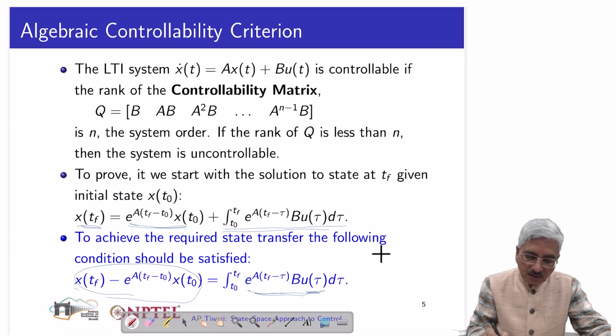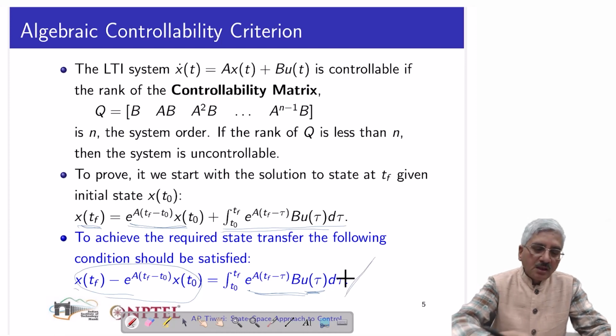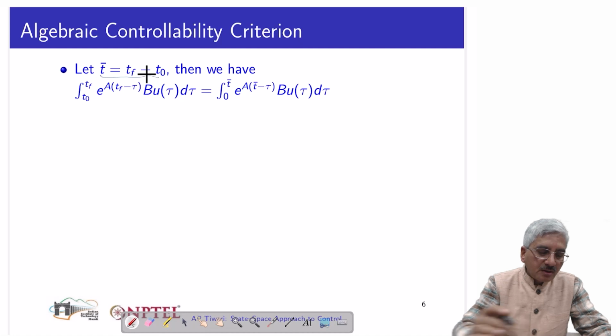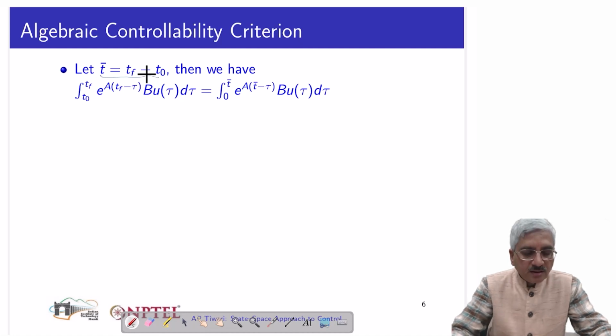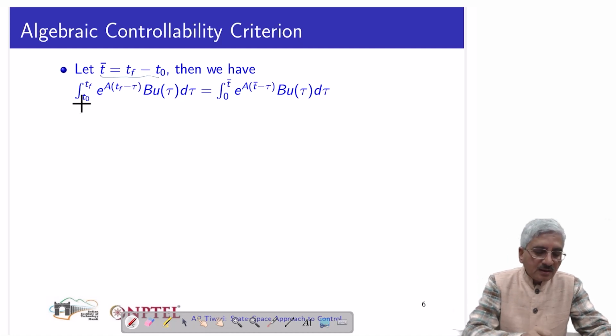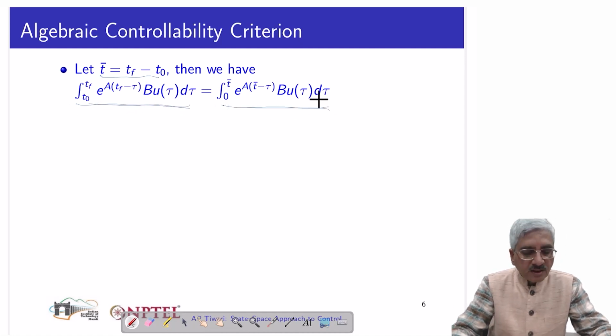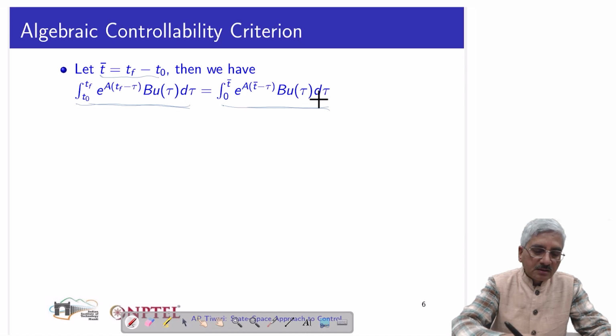Now this is the condition for the required state transfer. We start from this to prove the algebraic controllability criterion. Now we just introduce a short notation t bar as tf minus t0, then that integral becomes this. Just a mere substitution. In place of tf minus t0, we substitute t bar and we denote it like this.